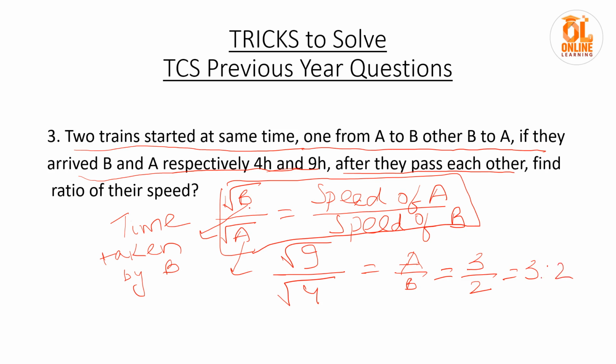So what is the formula? Speed of A by speed of B is root over of the time taken by B by root over of the time taken by A. So remember this. Now let us move to the next question.